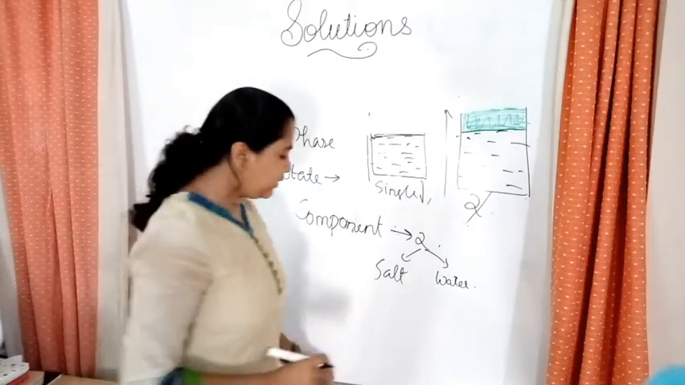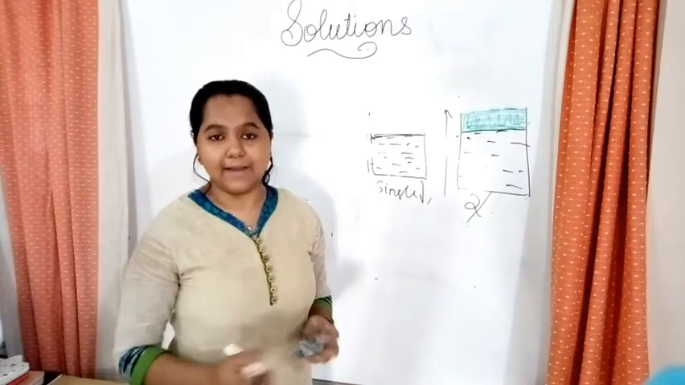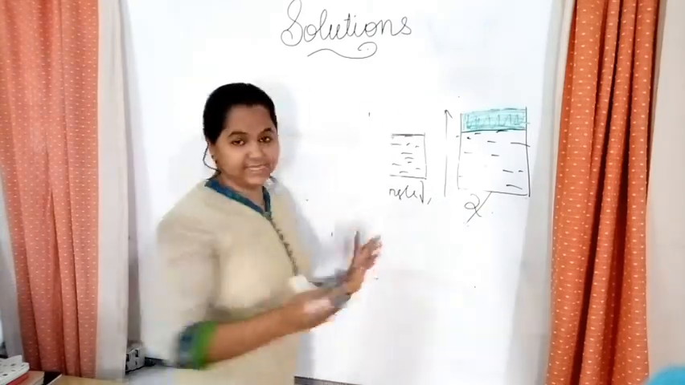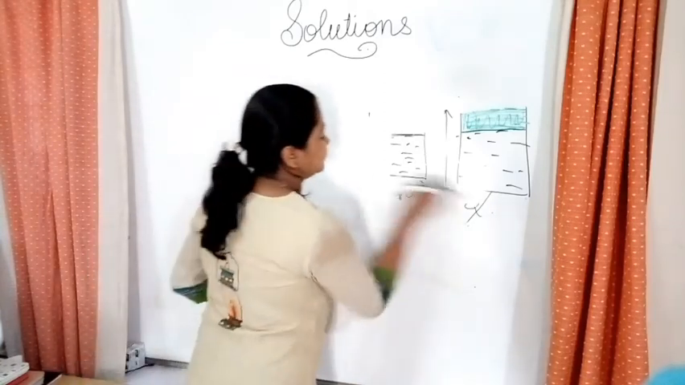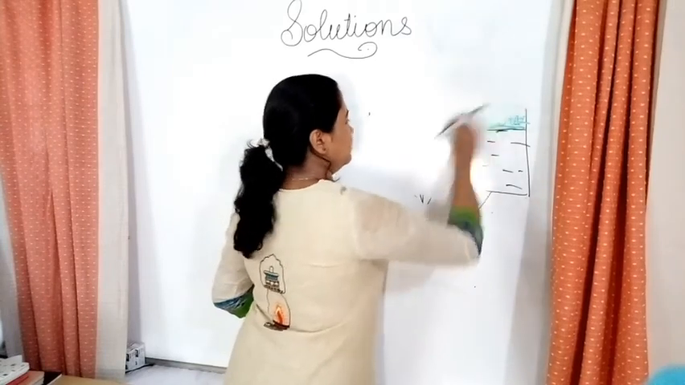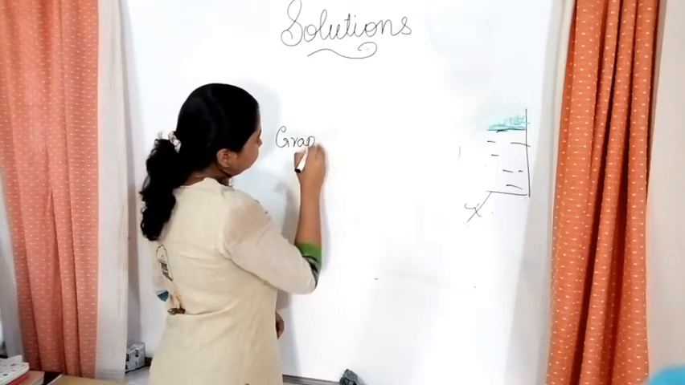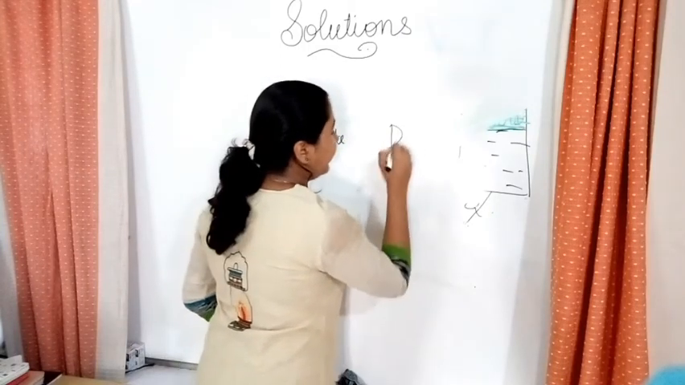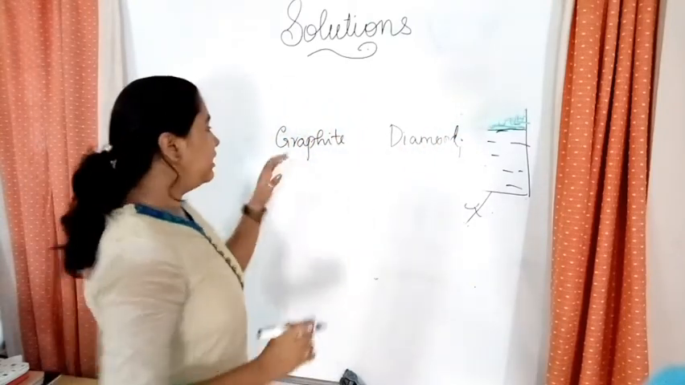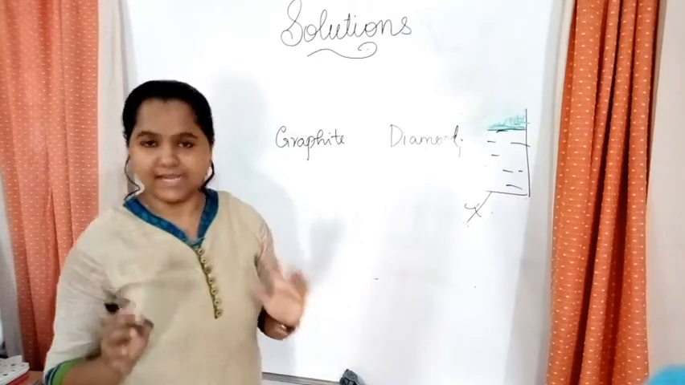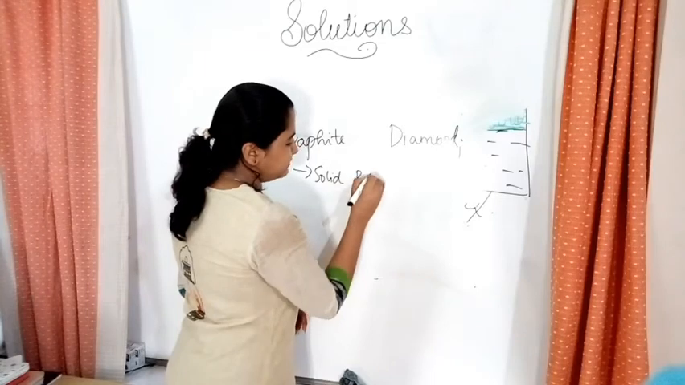Okay. So now let's see the examples. Let's take the example of carbon compounds, two carbon compounds, that is graphite and diamond. So let's see. I've taken graphite here and diamond. What do you have to say about both of them? Graphite and diamond are both solids at room temperature.